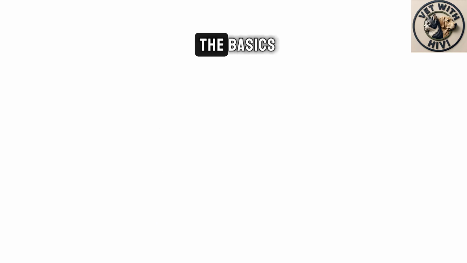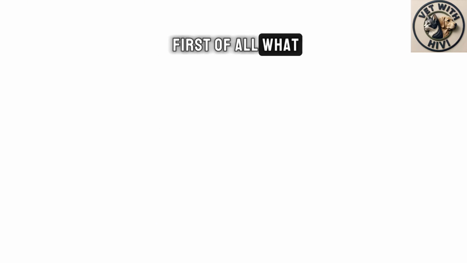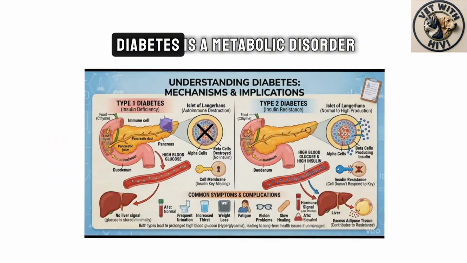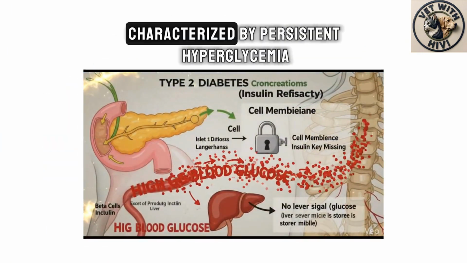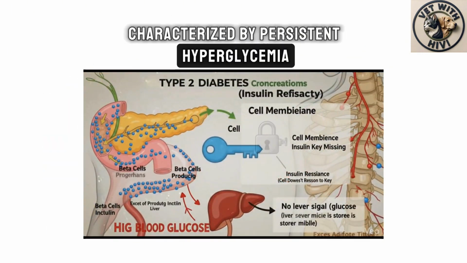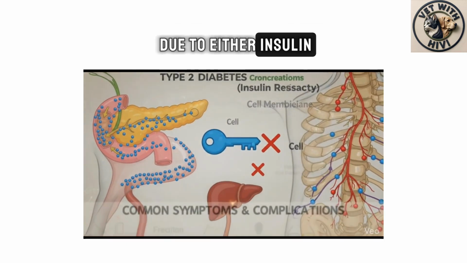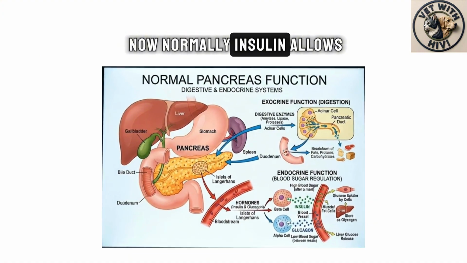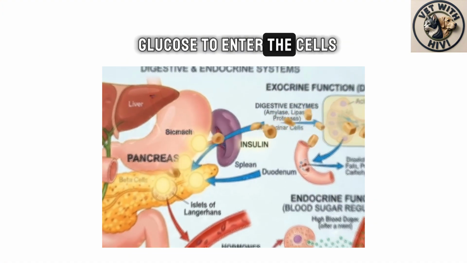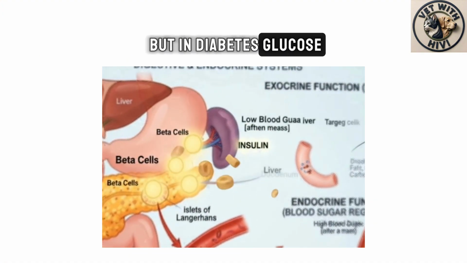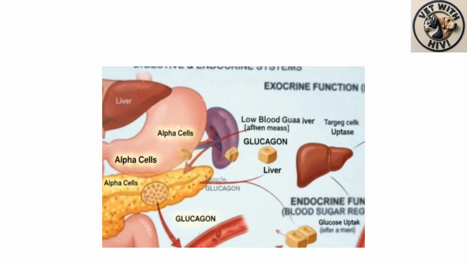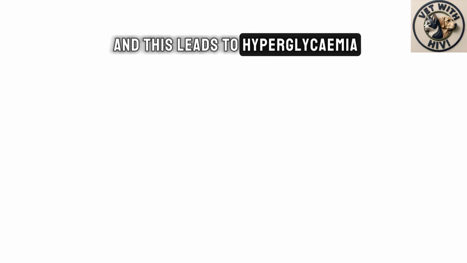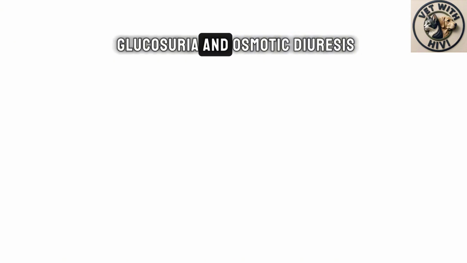And let's start with the basics. First of all, what is diabetes? Diabetes is a metabolic disorder characterized by persistent hyperglycemia due to either insulin deficiency or insulin resistance. Now, normally insulin allows glucose to enter the cells, but in diabetes, glucose stays in the blood. And this leads to hyperglycemia, glucosuria, and osmotic diuresis, which leads to polyuria and polydipsia.